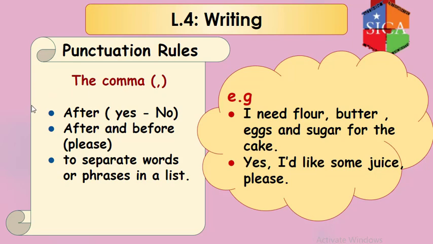Okay, we use the comma after yes or no, when we answer a yes or no question. We write yes, like this example, yes, I'd like some juice. So after yes or no, you have to put a comma. We also use it after and before please, when you ask someone for something and you write this in a polite way. You use the word please and you have to put the comma before or after the word please.